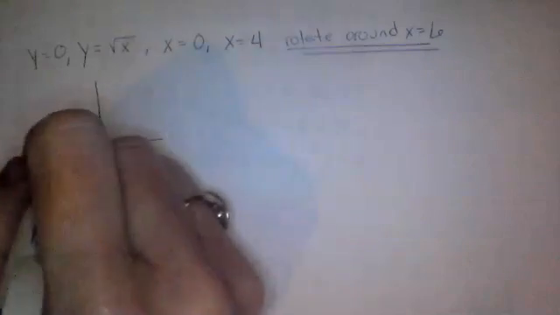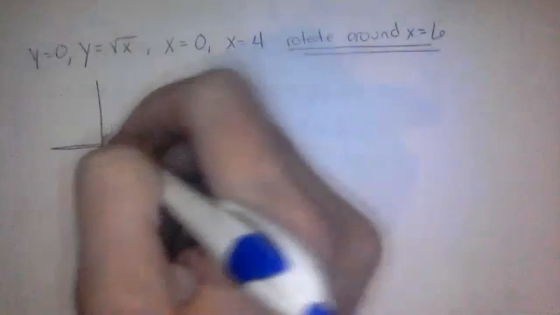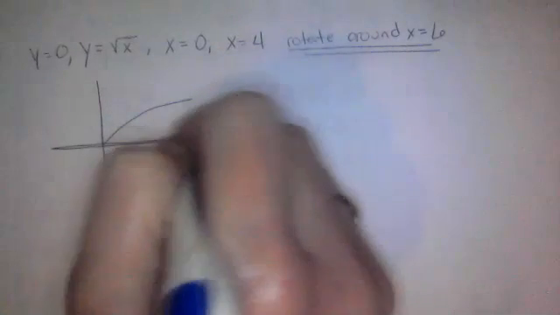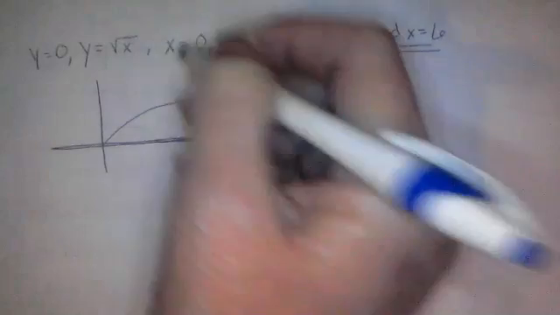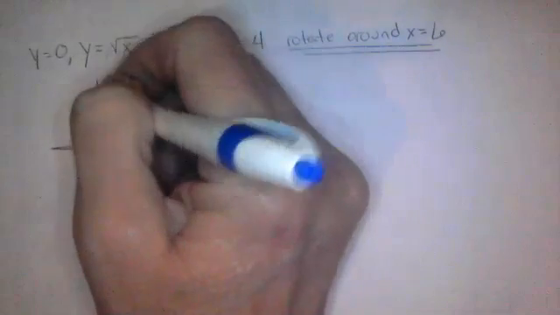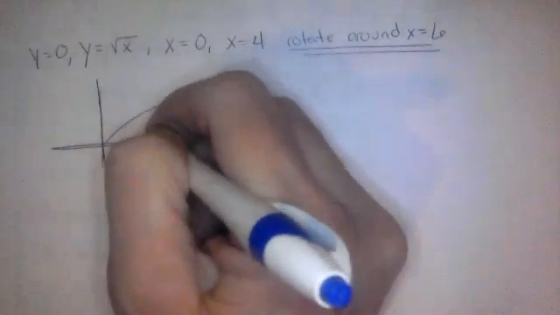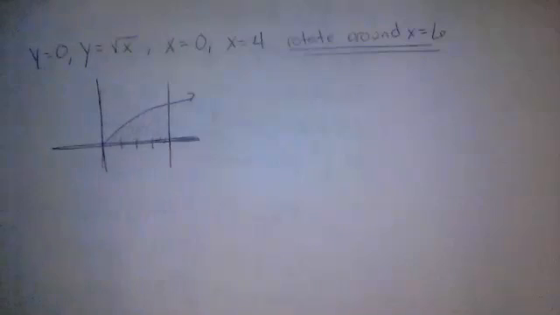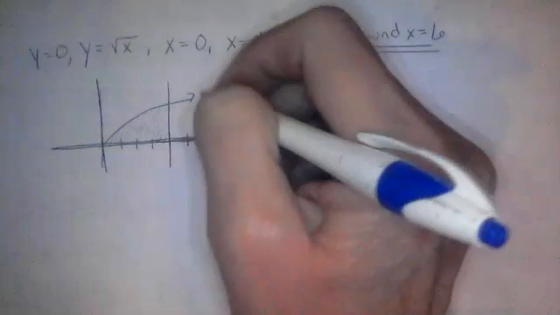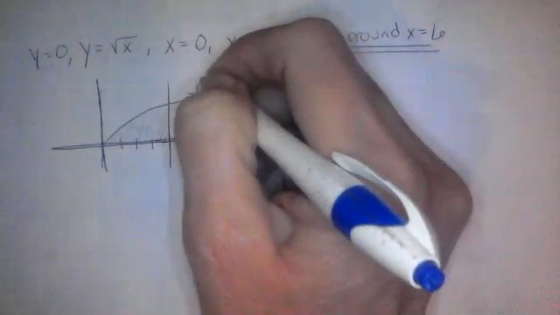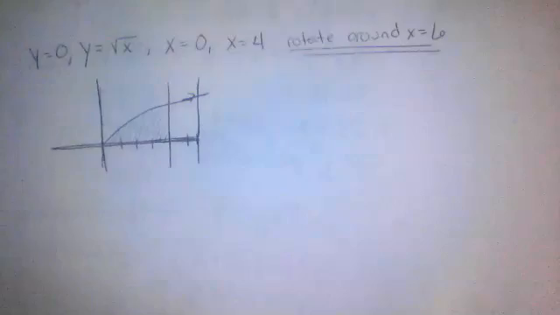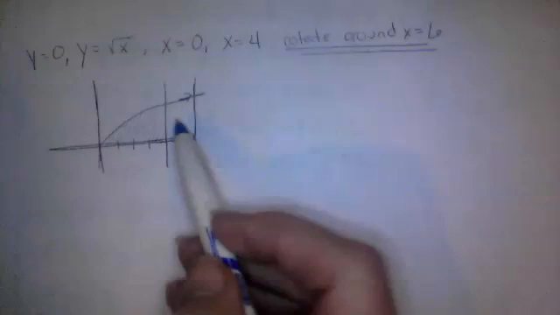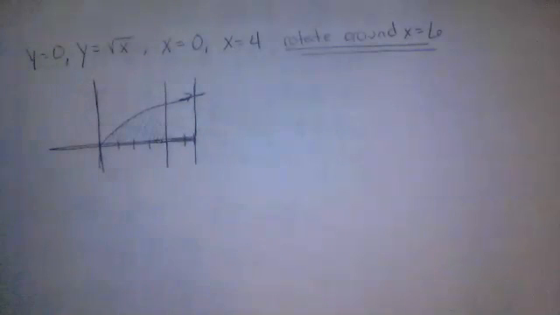This one we've got y equals 0. We've got the square root of x. Make it a little longer. We've got x equals 0, and then x equals 4. So it gives us this region bounded. And they want us to rotate it around the line 6, which is over here. So our axis of rotation is further away. There's a gap in between our region and our axis of rotation.